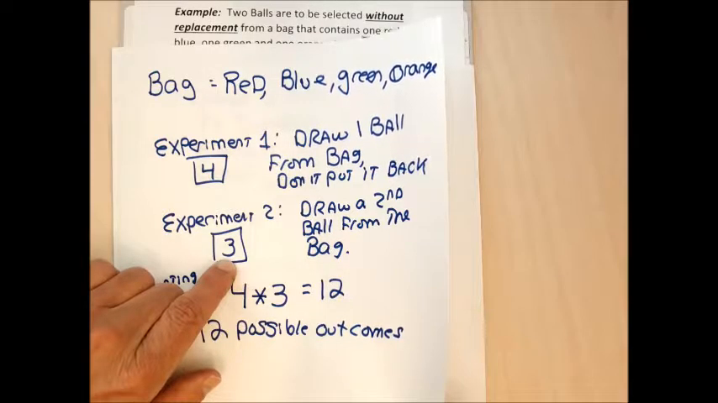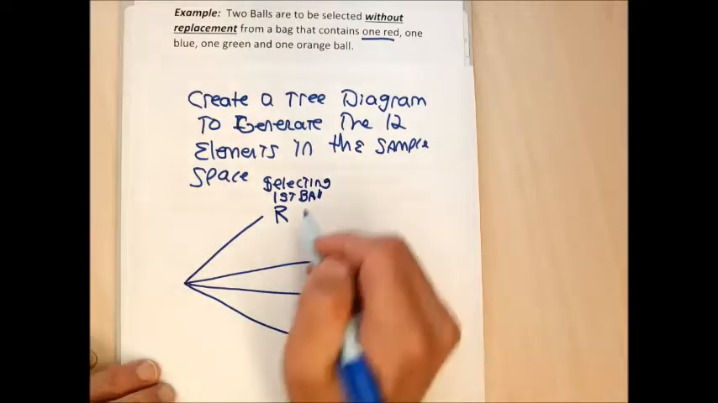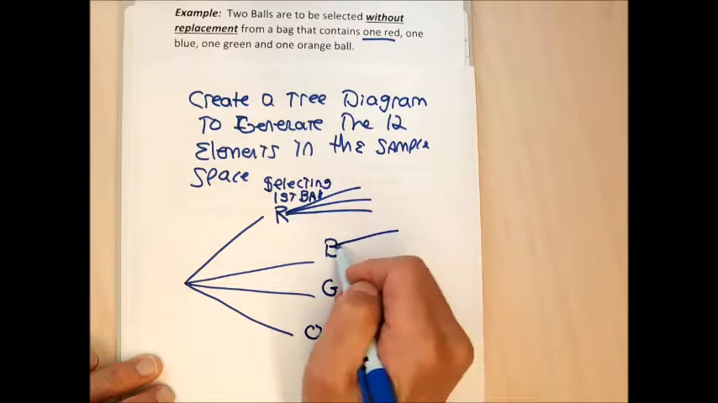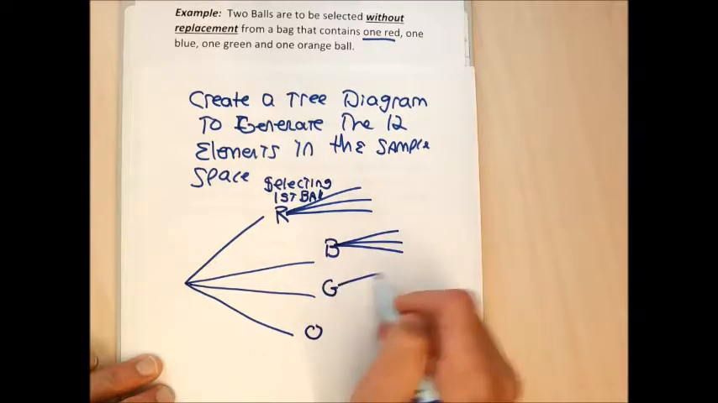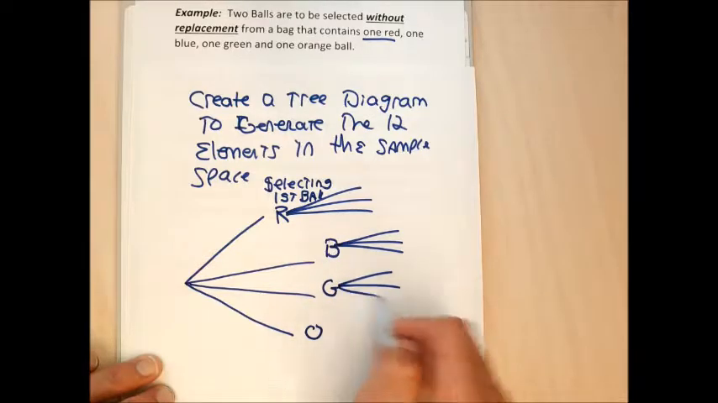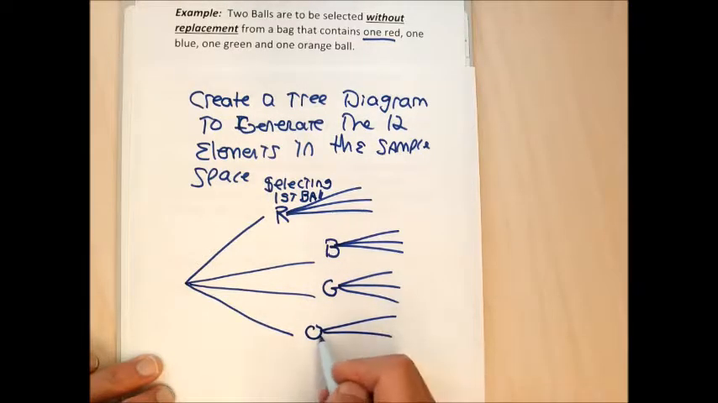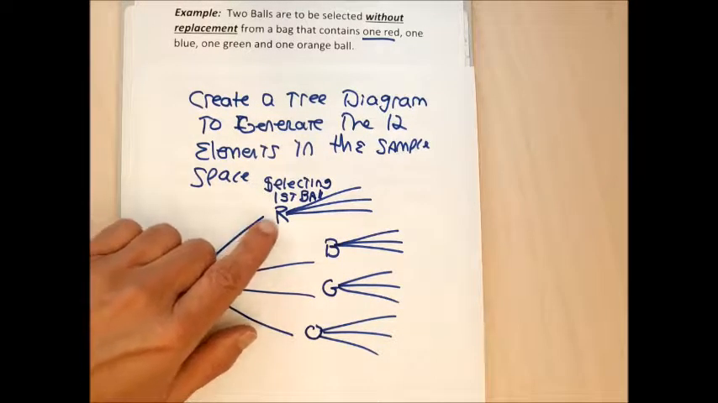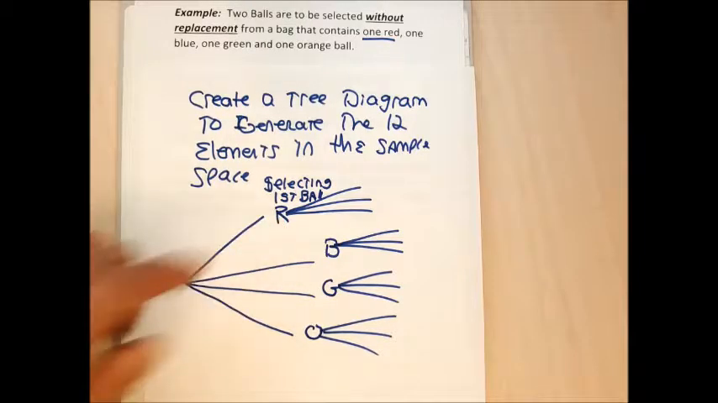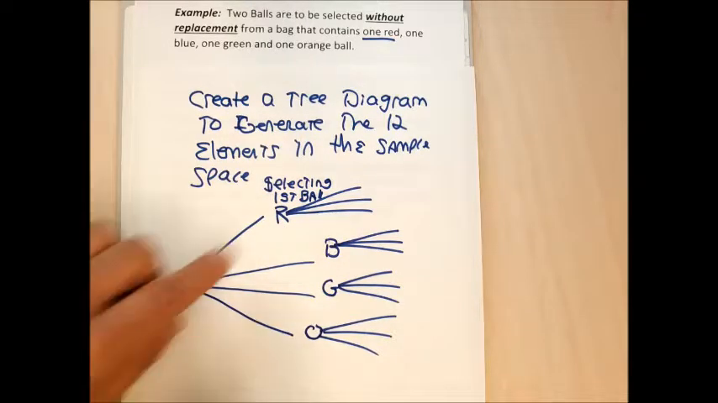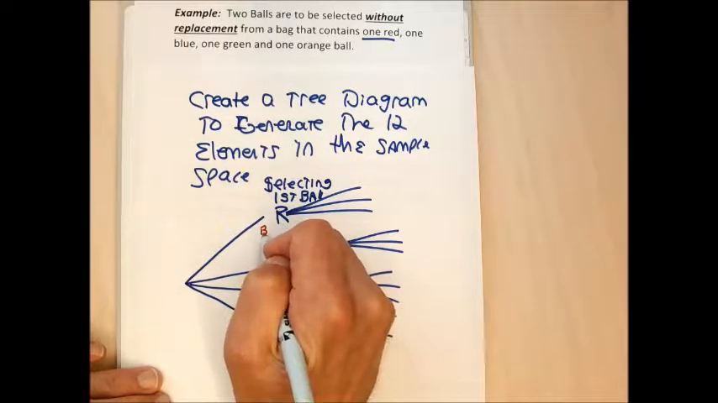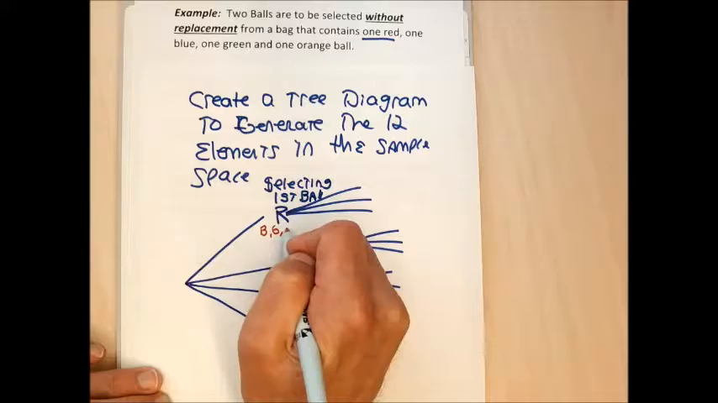So from this red, I'm going to put 3 lines out from it. From this blue, 3 lines out from it. From the green, 3 lines. And from the orange, 3 lines. And at each one of these, I have to put the possible outcomes. For this first situation, if I picked a red ball, then what's left is a blue, a green, and an orange.